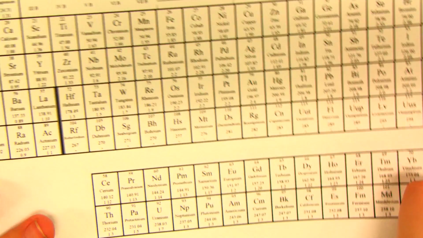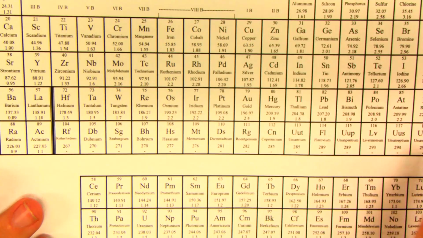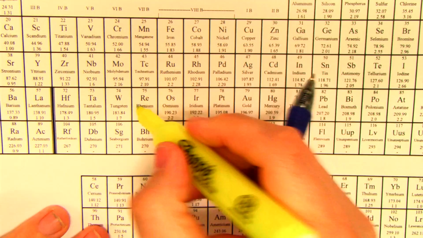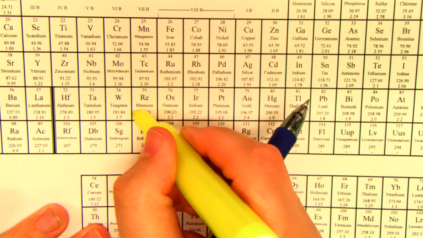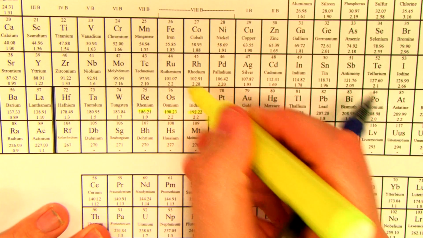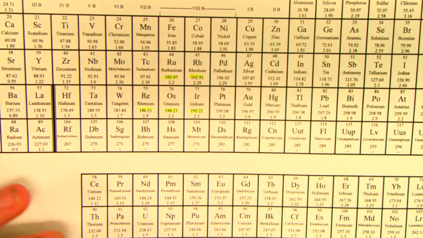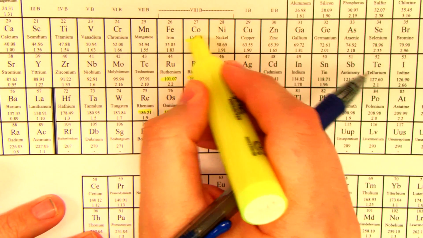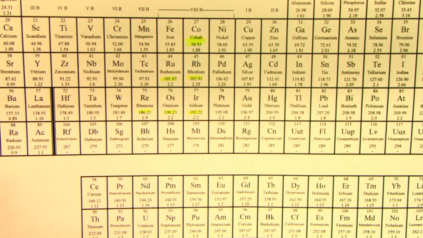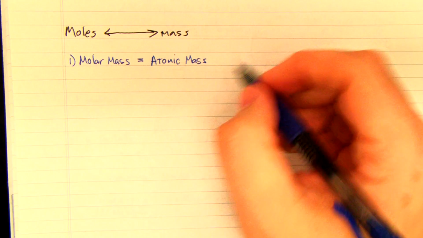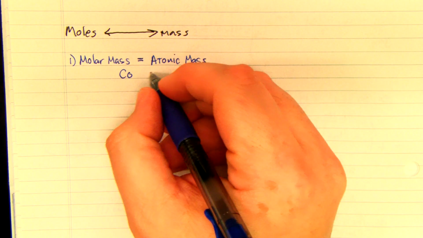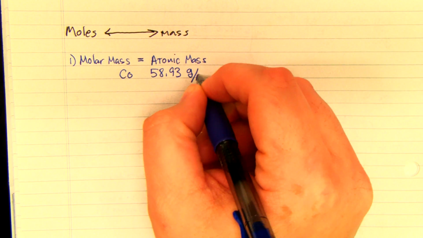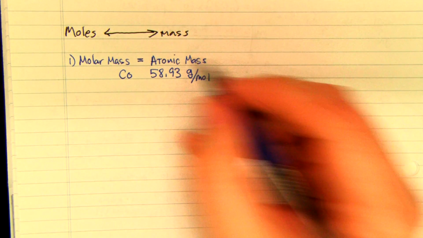And like I said, I borrowed this periodic table, and all of these numbers down here, like this guy, this guy, this guy, this guy, that guy, let's say cobalt. For cobalt, it was 58.93. It's going to be grams per mole. And that's going to be the molar mass for cobalt.